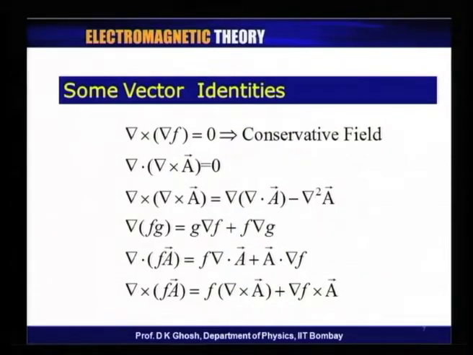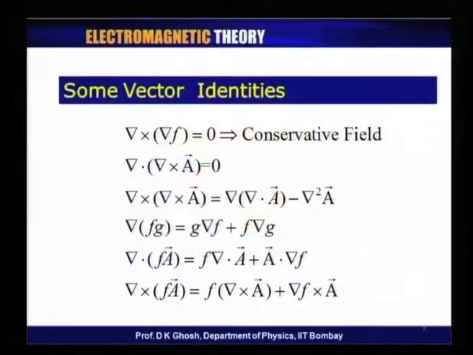We have said that if a force field can be written as a gradient of something, then that is a conservative field. So, if it is a conservative field, curl of such a force field is 0. This is actually a test of conservative force field. So, del cross del f is equal to 0.